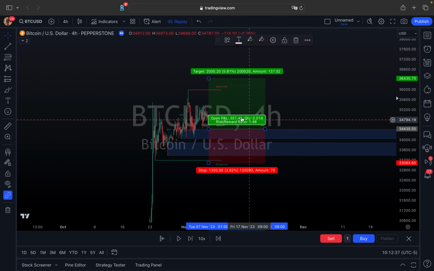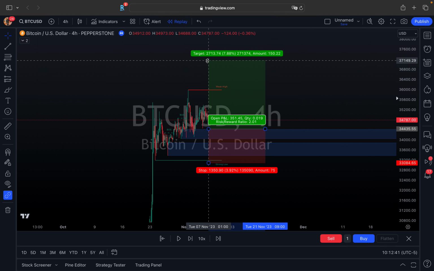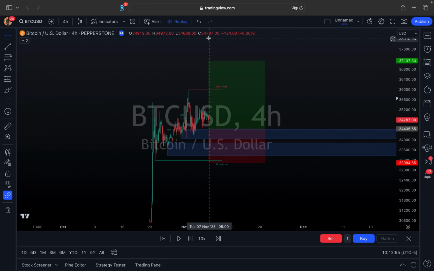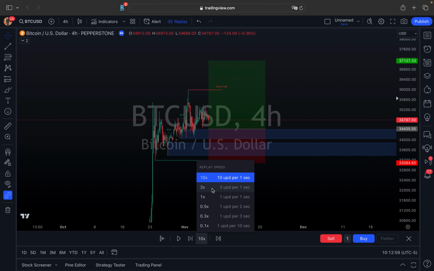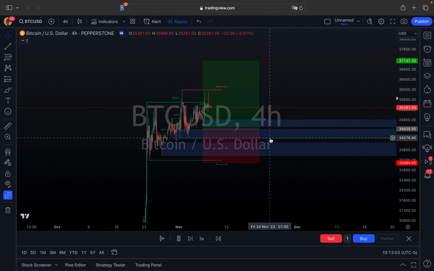I try to always do at least a 1 to 2 or a 1 to 3, so that whenever I do lose, I'm still in profit. For every time I'm right, I'm in profit enough to be wrong twice before I'm back at break even. So if we were to just replay this, let's see if price came back down to my entry.